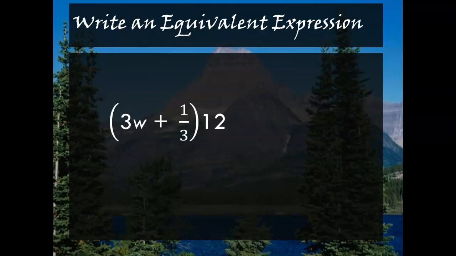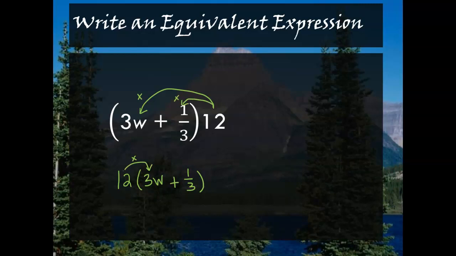In this example, you can see that the constant is on the opposite side of the parentheses. However, this doesn't change anything. If you wanted to, you could move 12 to the other side of the parentheses and write 12 times the quantity 3w plus 1/3. You're allowed to do this because multiplication is commutative. Or in other words, if you switch the order of a multiplication problem, you will still get the same result. We can apply the distributive property either way by multiplying 12 times each term inside the parentheses.